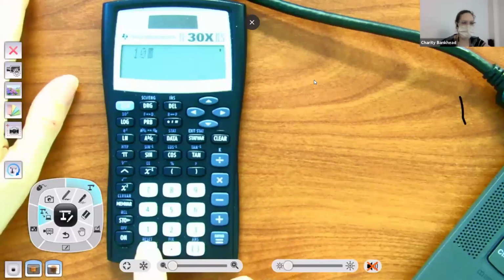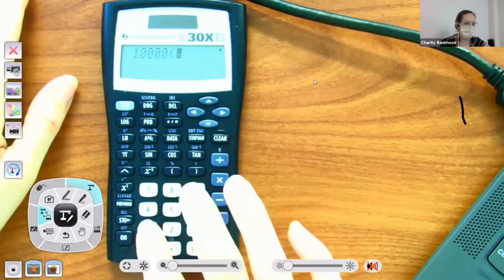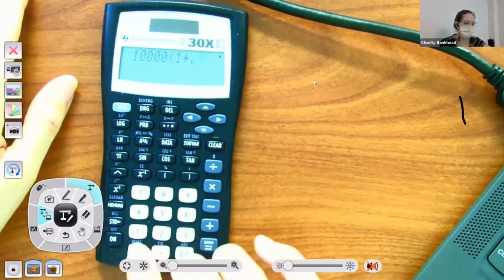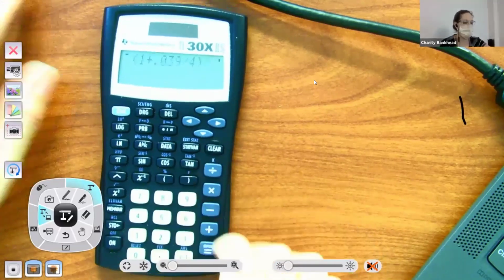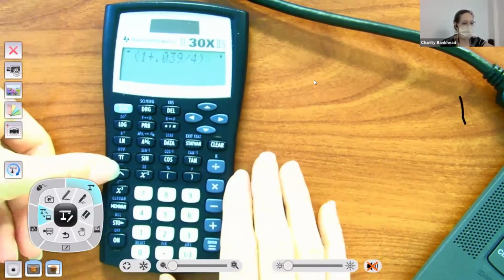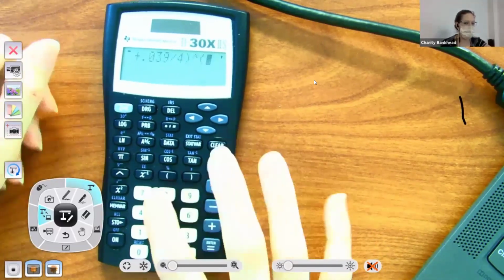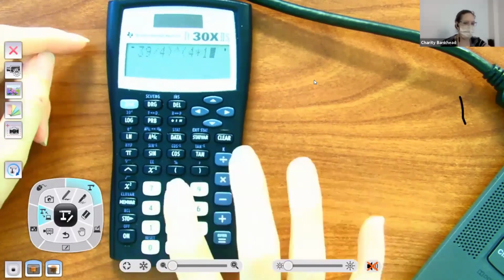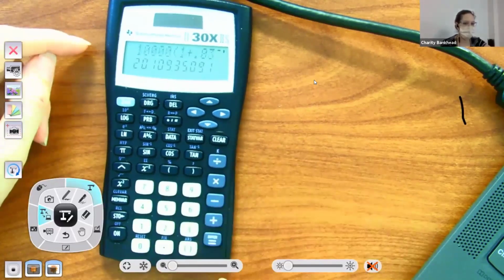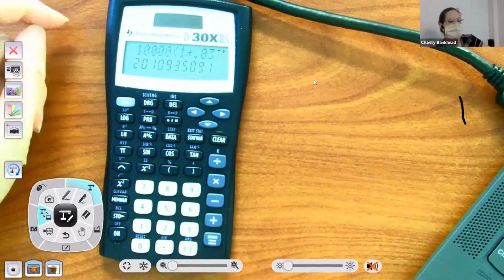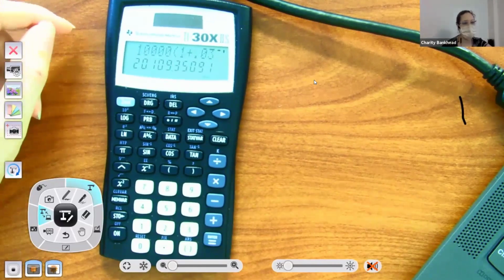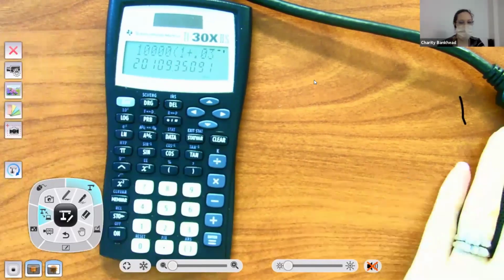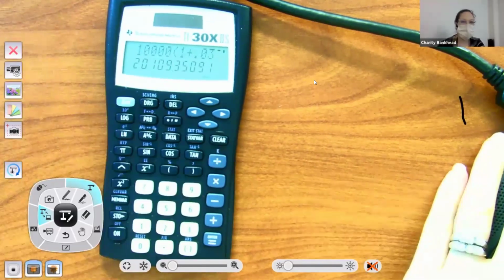So 10,000, open parentheses, 1 plus 0.039 divided by 4, close the parentheses, to the power of, open parentheses, 4 times 18. $20,109.35. So she more than doubled her money on that.